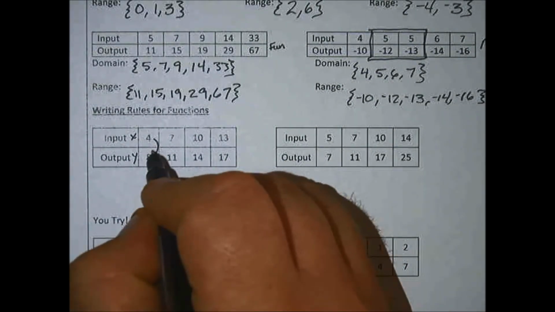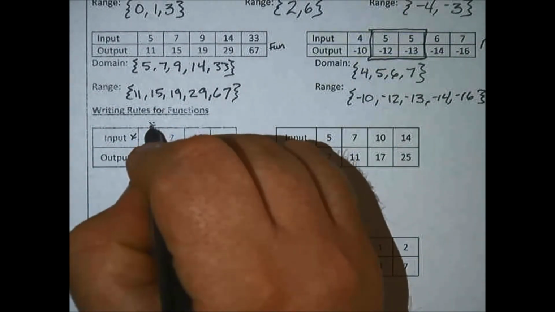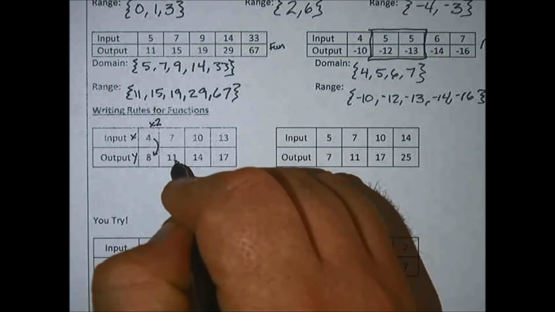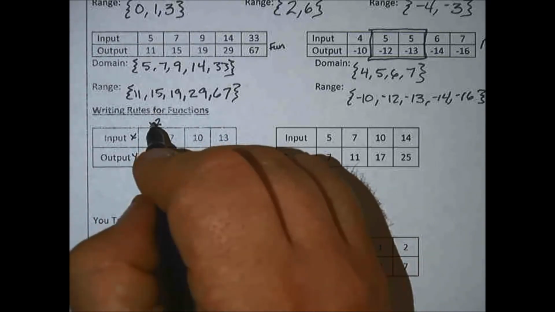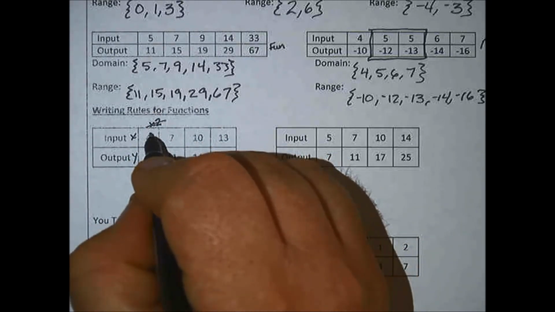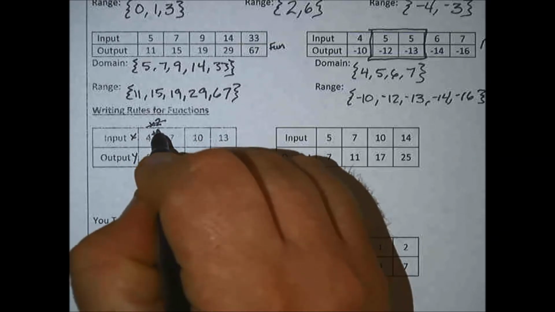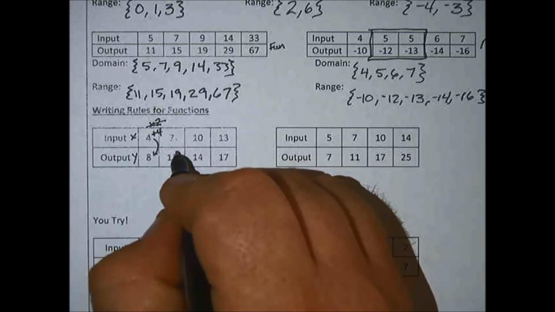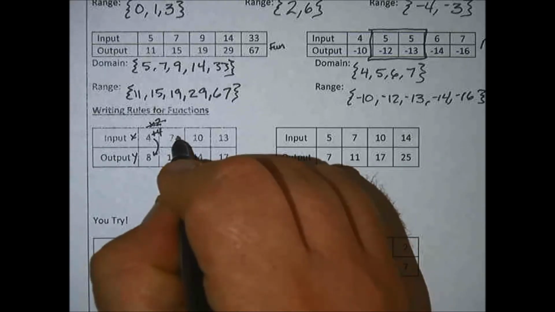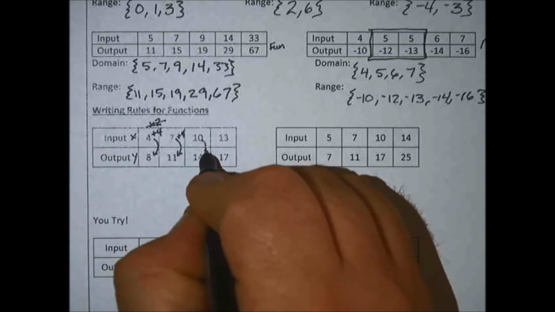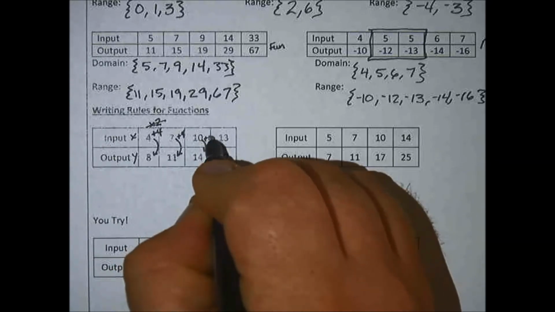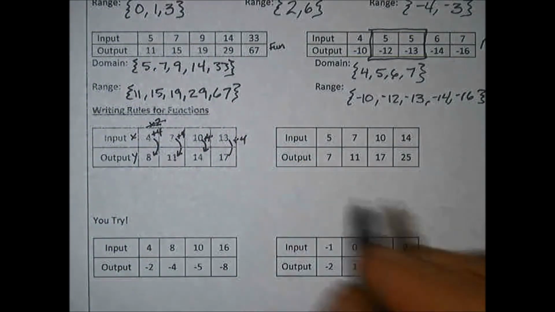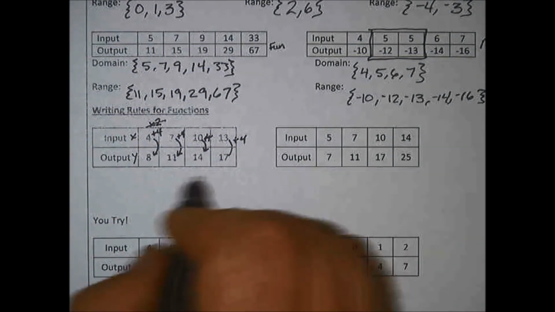Let's say I'm going to go with the easy one. I'm going to think, what if it's times 2? Okay, 4 times 2 is 8. Well, is 7 times 2 11? No, it's not. Okay, so times 2 didn't work. What about plus 4? 4 plus 4 is 8. What's 7 plus 4? Well, 7 plus 4 is 11. 10 plus 4 is 14. And plus 4 there. That ends up working. 13 plus 4 is 17.